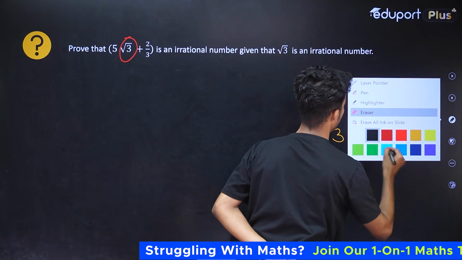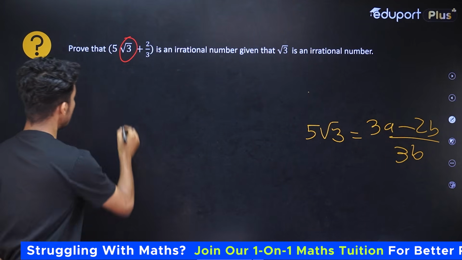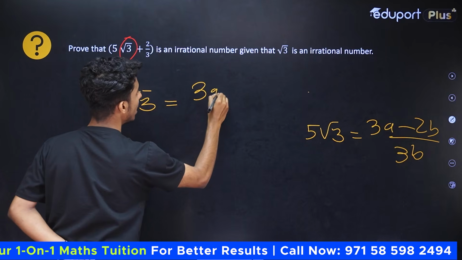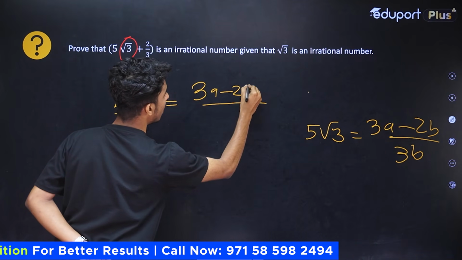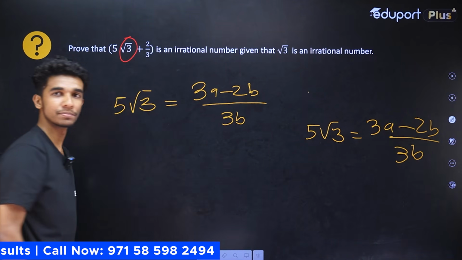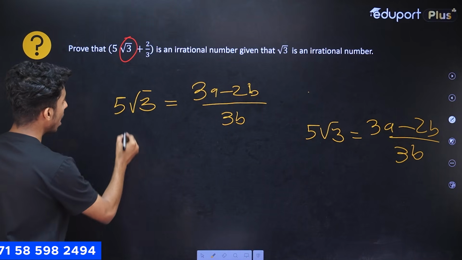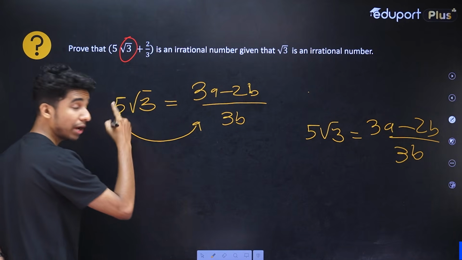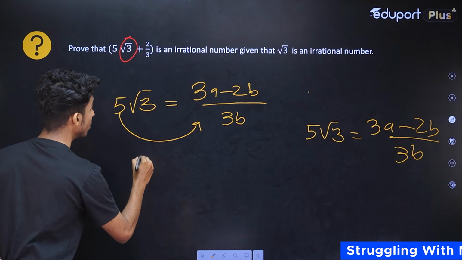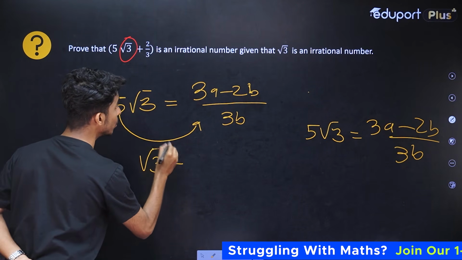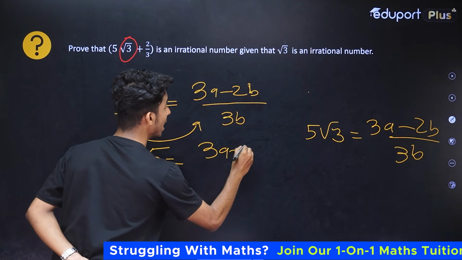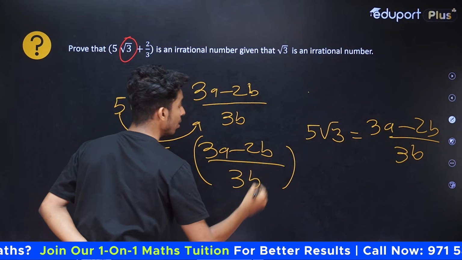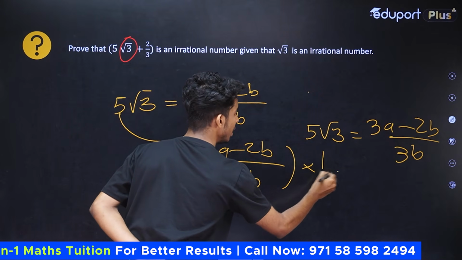Now it is 5 root 3 equals 3A minus 2B divided by 3B. Now I'm going to move this 5 to the other side, so it becomes divided by 5. So root 3 equals 3A minus 2B divided by 3B, all multiplied by 1 by 5.